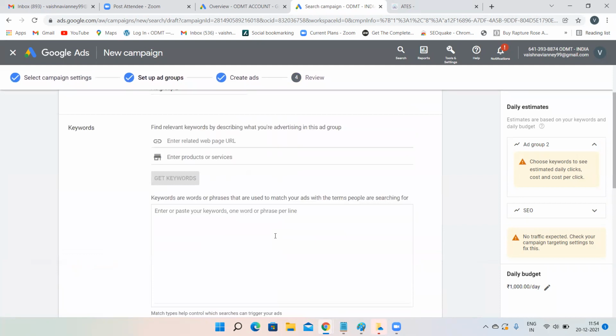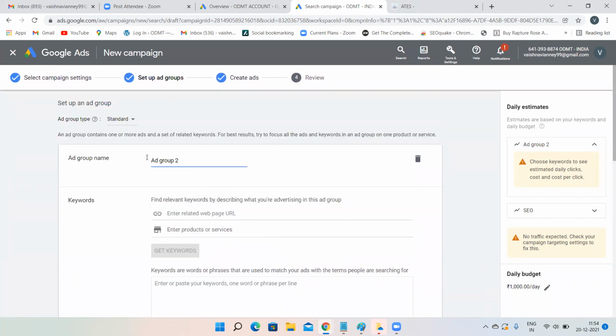And ad group 2. Because I have not given anything over here in ad group 2, it is telling me to give something. So let's give Google Ads.